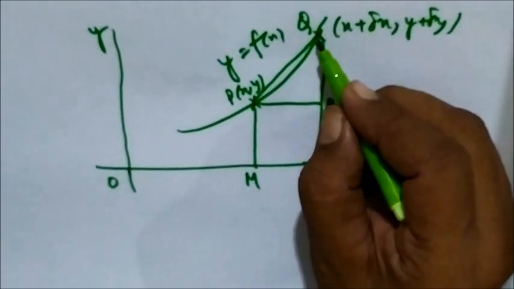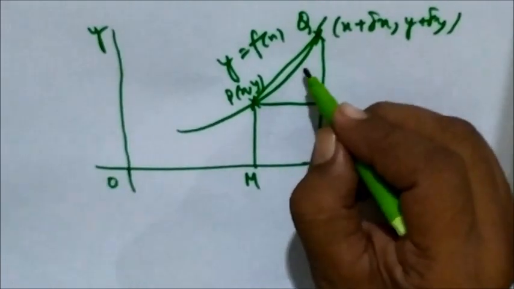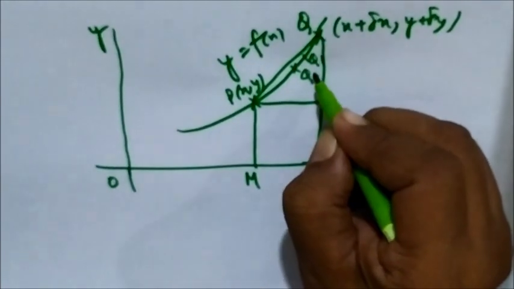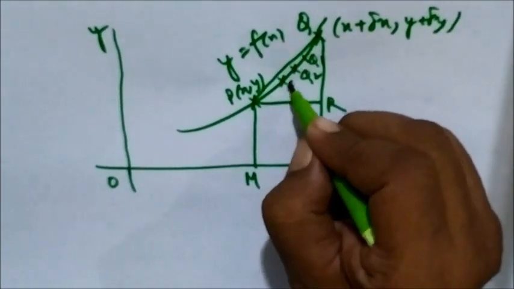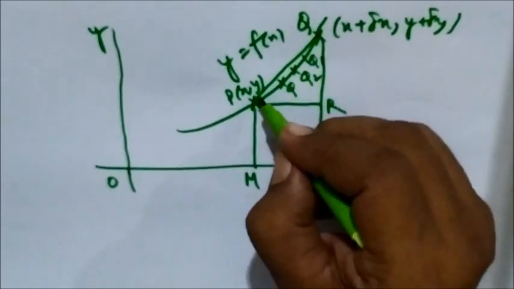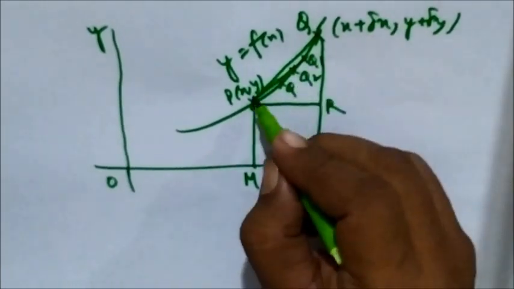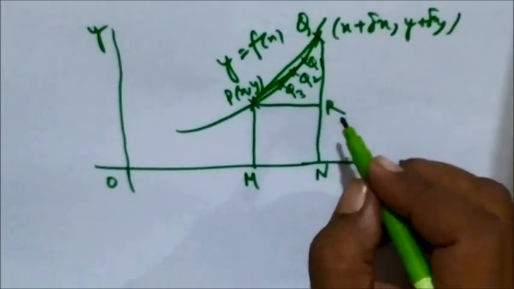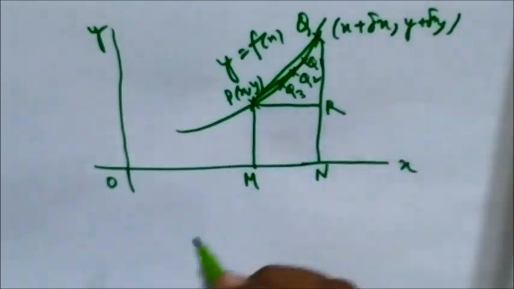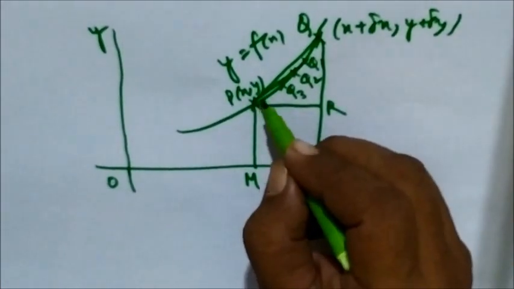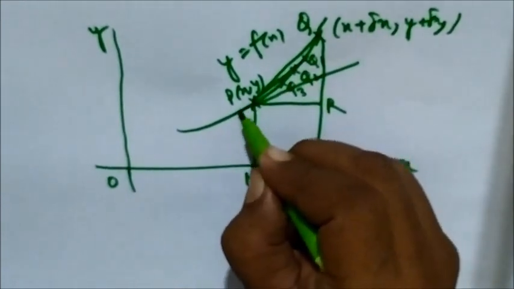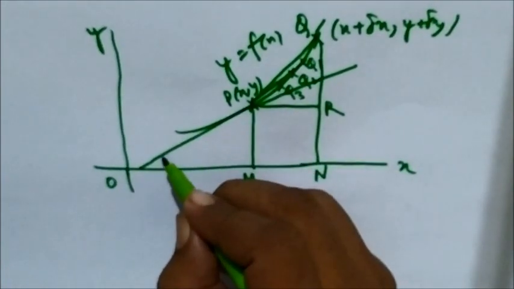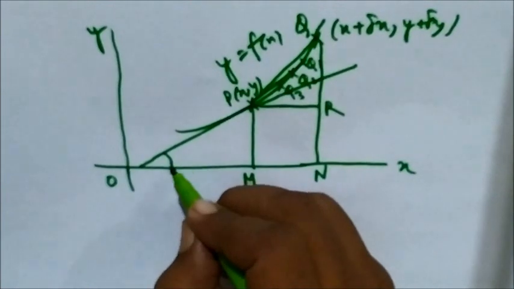When point Q comes near to P, suppose the first point is Q1, then Q2 is very near to P, then Q3, the chords PQ1, PQ2, PQ3 become smaller and smaller, and finally the chord becomes the tangent at P. This tangent makes an angle with the x-axis in the positive direction, suppose psi.